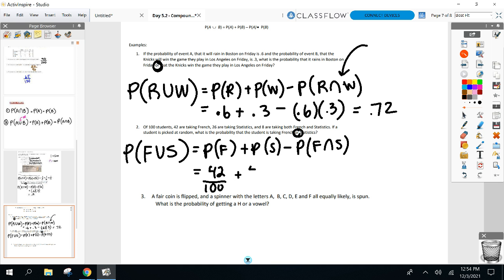Plus 42 out of 100. There you go. 26 out of 100 minus how many take both? 8 out of 100. All good? Wait, why is French and statistics 8? 8 are taking both. Oh, right. 8 are taking both.